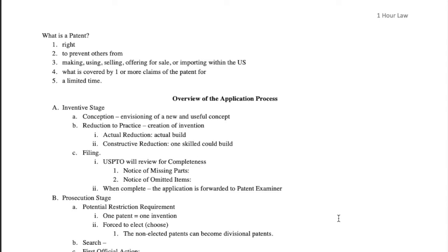What is a patent? A patent is the right to prevent others from making, using, selling, offering for sale, or importing within the US what is covered by one or more claims of the patent for a limited time. We're going to break down the elements.